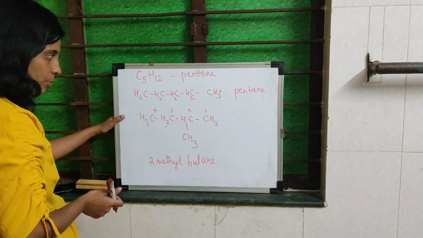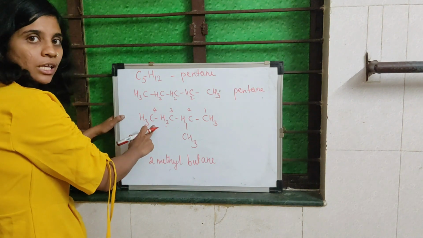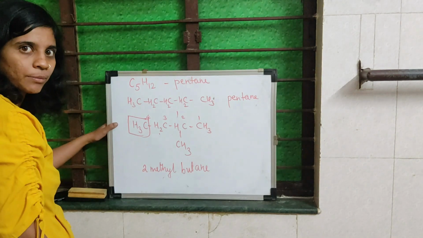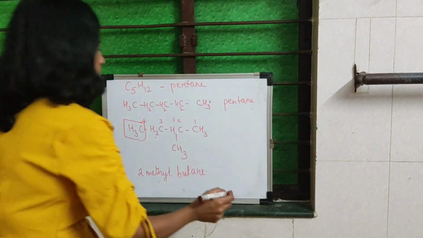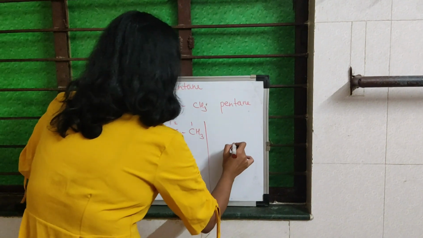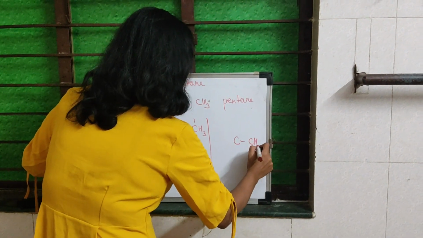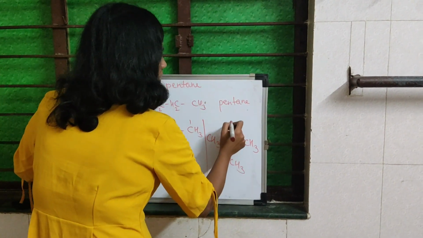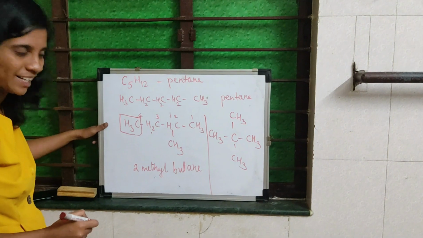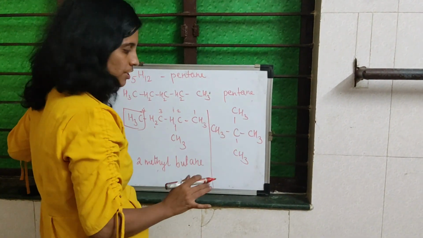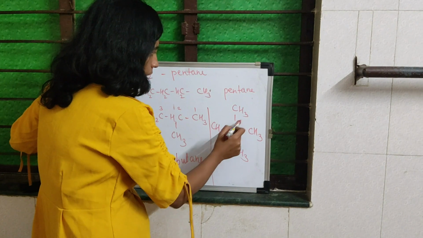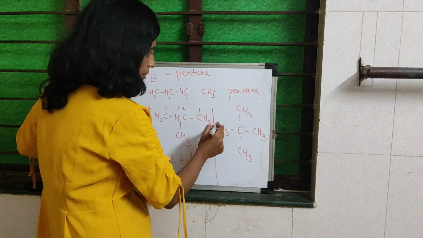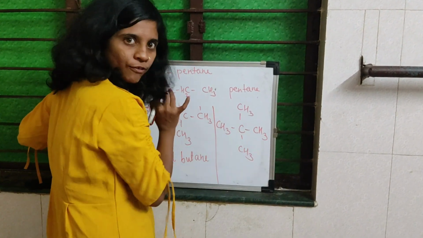So what else can I do? I can move this methyl group again and put it on the second carbon. So it will form a different compound. Okay, let's see. CH3 here, CH3 here, CH3 here, and CH3 here. Now, let us tally first the number of hydrogens. 1, 2, 3 and 3 fours are 12. It is tallying. And number of carbons 1, 2, 3, 4 and 5.